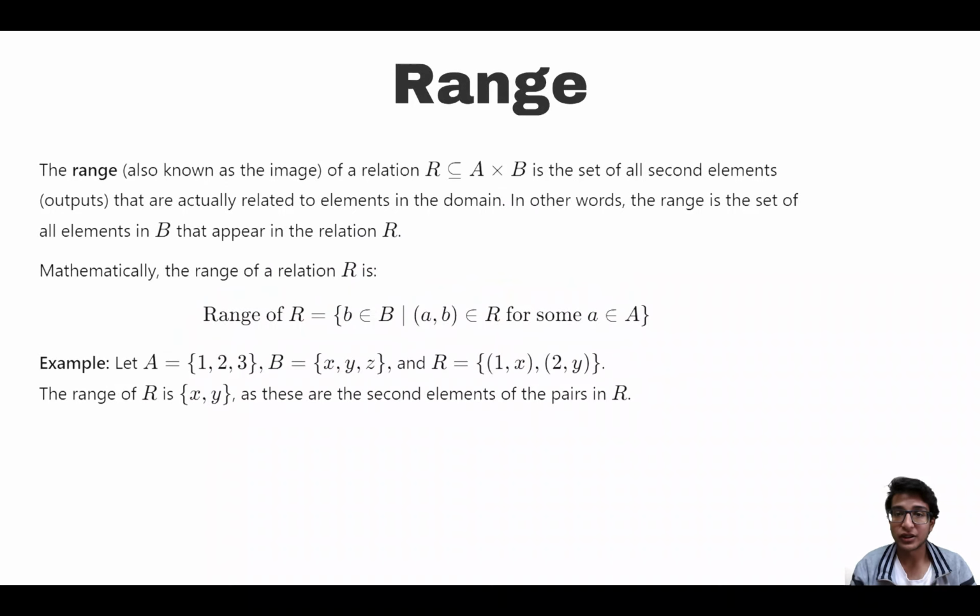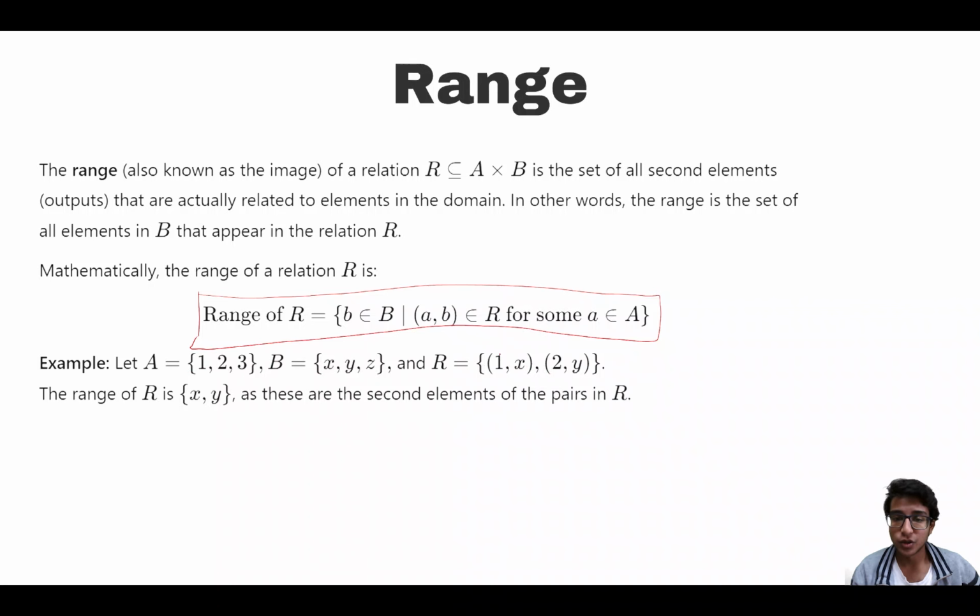Now, there is one more thing which is known as a range. Range is all the values that have been taken from the set B. So similarly, it is similar to our domain. The only difference is that all values of domain that are getting mapped in set B, those mapped values become a range.